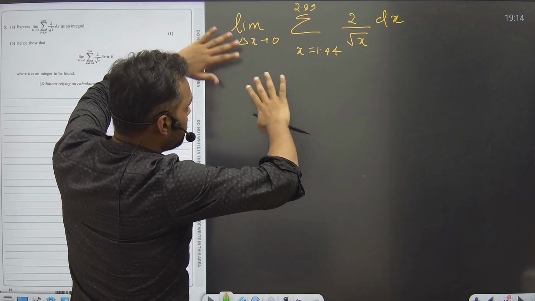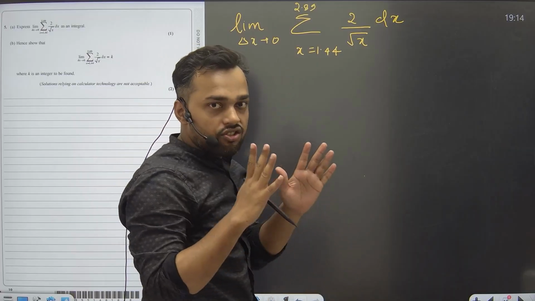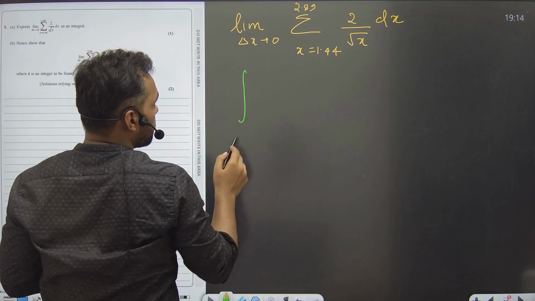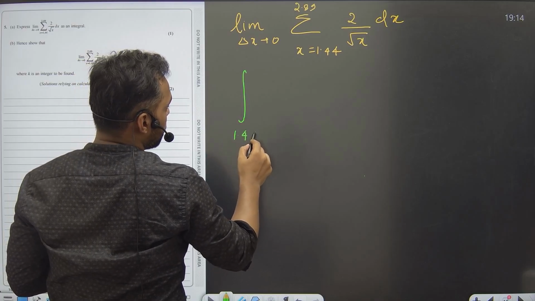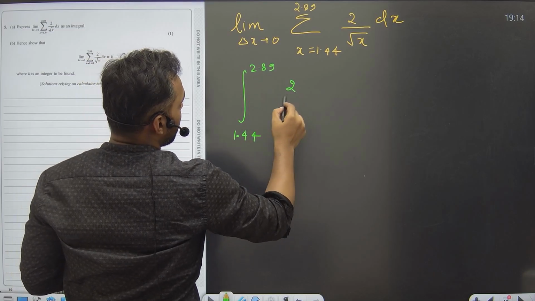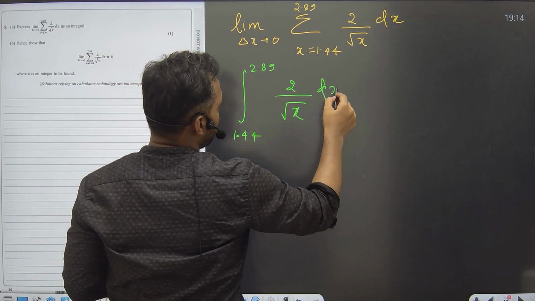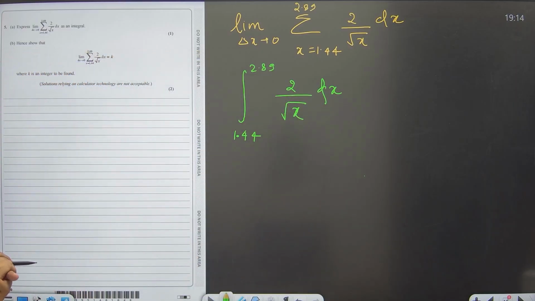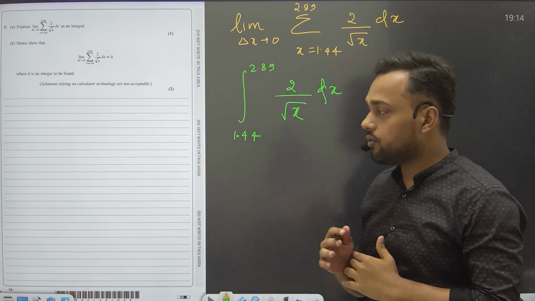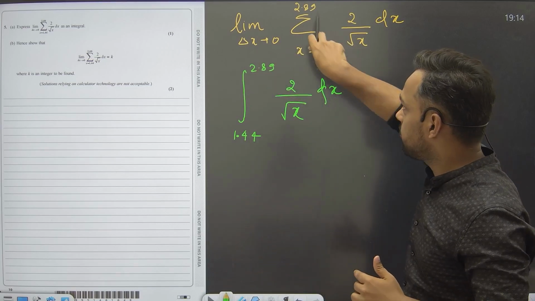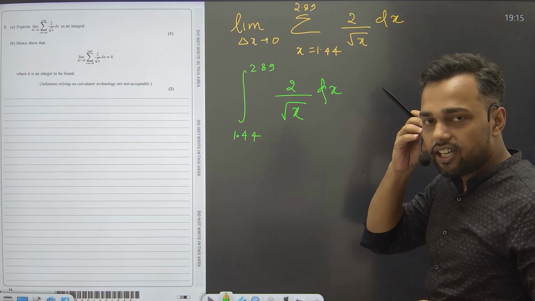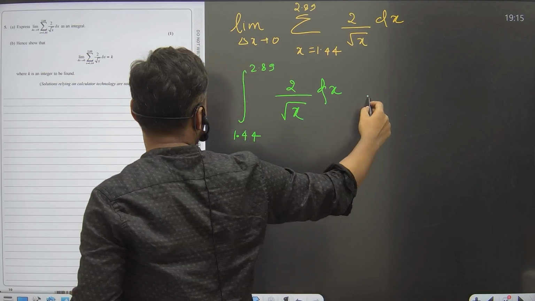Don't get confused with this summation part. It is nothing, it is just an integration. This is the summation case here. So you will be writing directly like 1.44 to 2.89 of 2 by root of x dx. It is represented in an integral format. Okay, don't get confused and don't fear what is written here. It is written in this format when you are writing in integration format. So this is the format they are asking for.